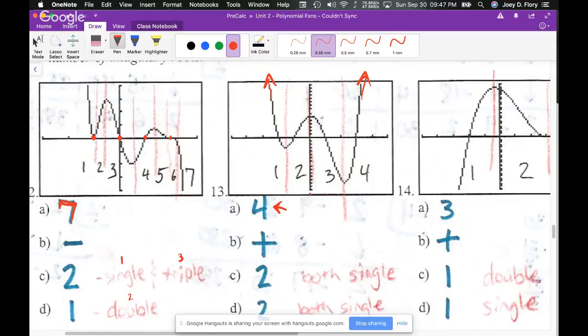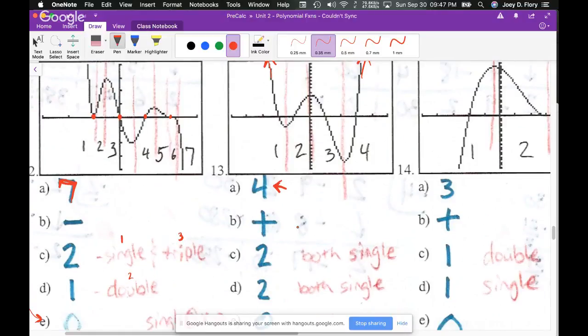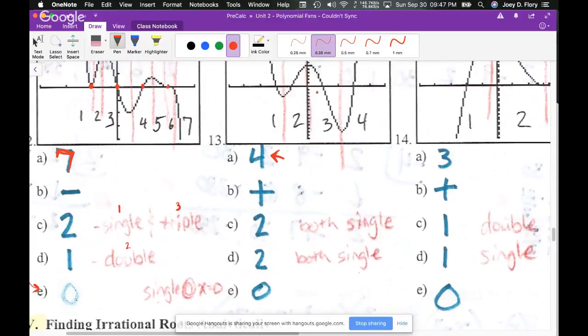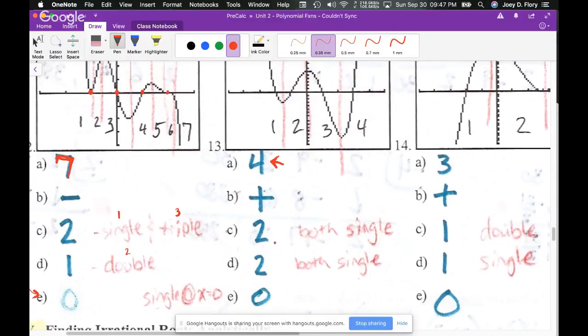Again, 2 positive, 2 negative. Add those up, we get 4. Again, no imaginary roots for this one. Remember, we can't see imaginary roots on the graph, so we got to rely on accounting for all of our roots in our graph.